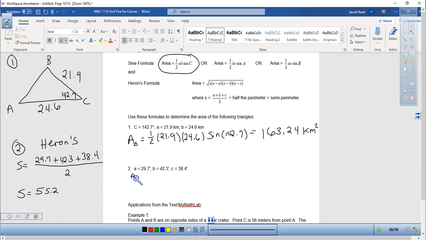So the area of the triangle is the square root of 55.2 multiplied by, and I'm just going to go ahead and give you the numbers, 55.2 subtract side A, which is 25.5, and then the semi-perimeter subtract side B, which is 12.9, and the semi-perimeter subtract side C, which comes out to be 16.8.